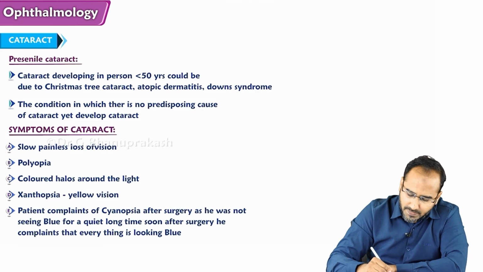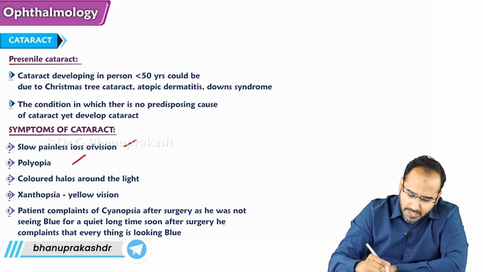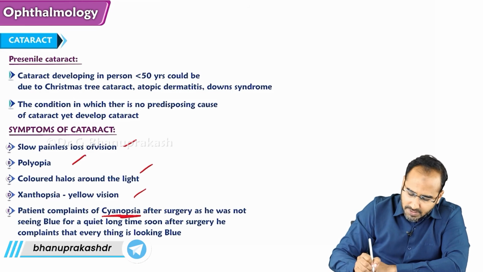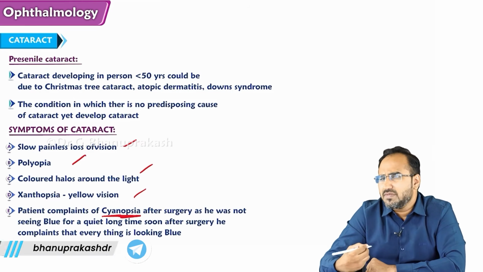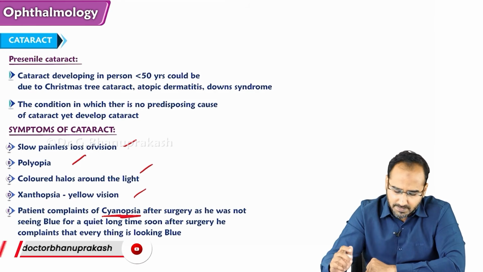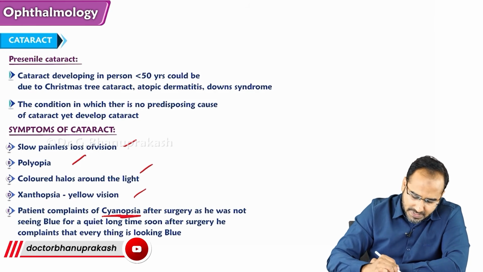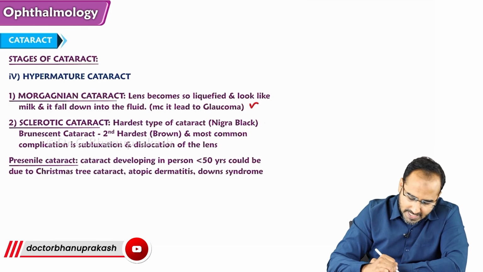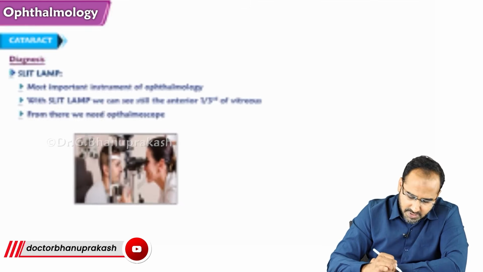So patient complains of painless loss of vision, polyopia, colored halos, xanthopsia, and after surgery, patient complains of what, guys? Cyanopsia. Why cyanopsia? Because he was not able to appreciate the blue color while he was suffering with cataract. Hence, he was complaining of cyanopsia after the surgery. Okay. So this is regarding the symptoms of cataract.